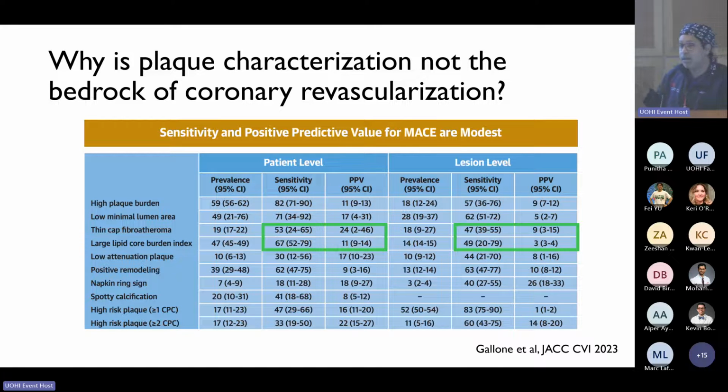They have a very high negative predictive value. So if these features do not exist, it's very unlikely to be vulnerable plaque. But if they exist, it's a little non-specific as to whether that actually is a vulnerable plaque. And this is the problem with where the field is right now, is that we are just limited.